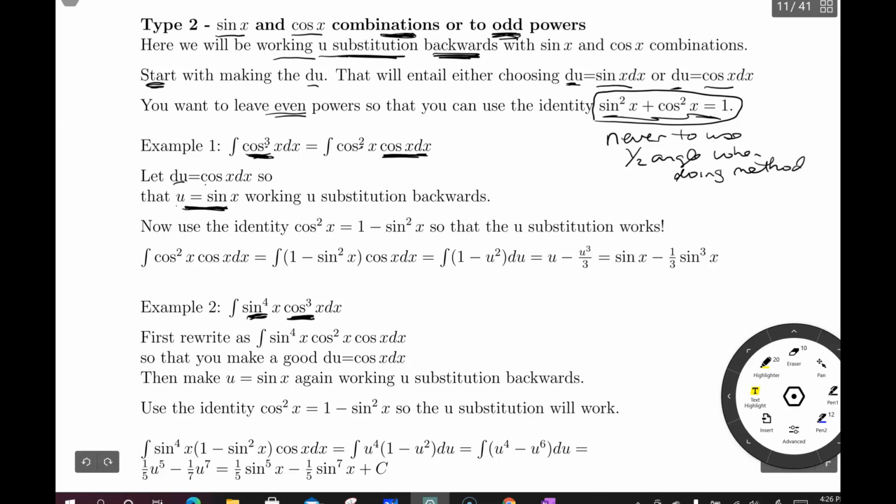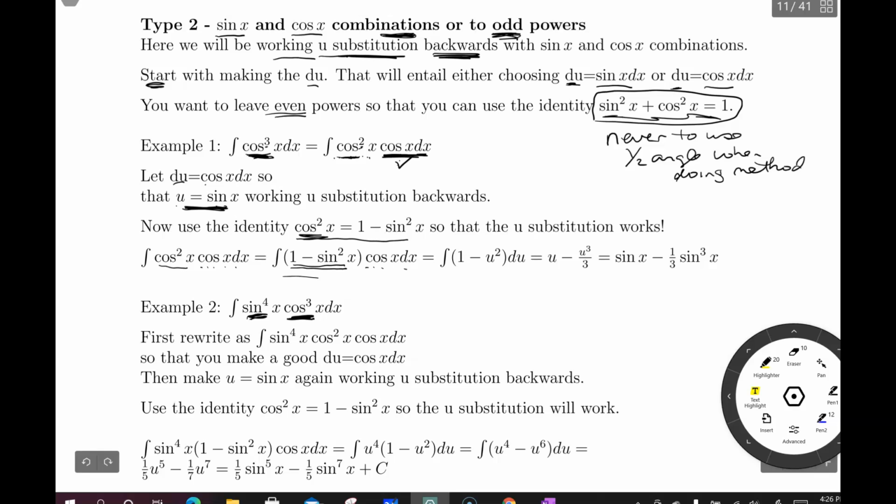Now I'm going to make this u substitution work just like I usually use u substitution. With u equals sine of x, this part will be taken care of with du, but I need to rewrite the rest with sines in it. So that's where I use this identity: cosine squared plus sine squared is 1. It gives me cosine squared equals 1 minus sine squared. So I'm going to replace cosine squared with 1 minus sine squared, and carry along this cosine of x dx.